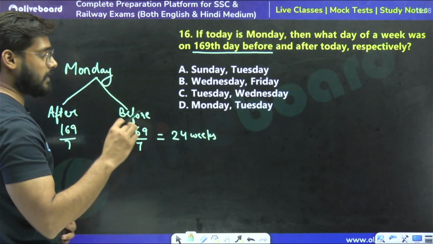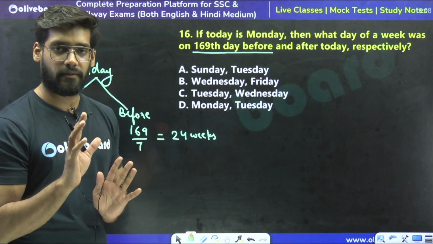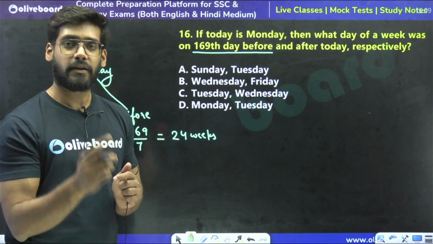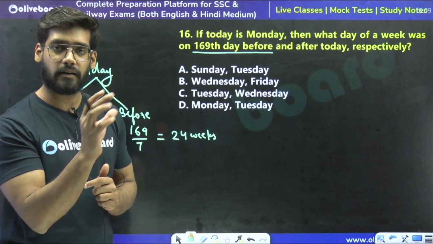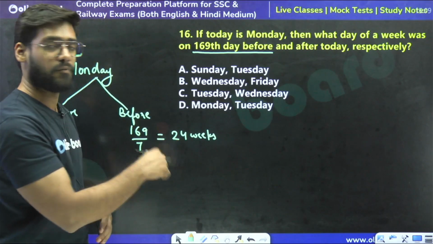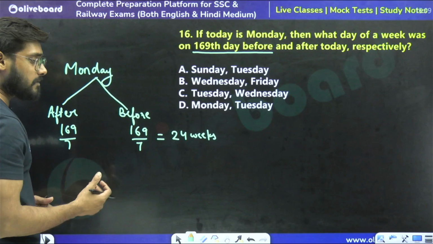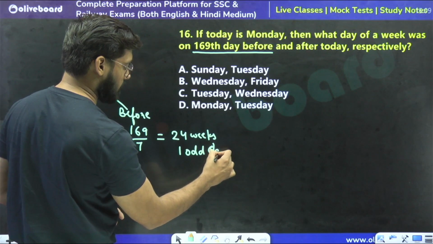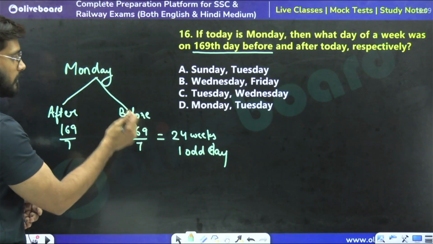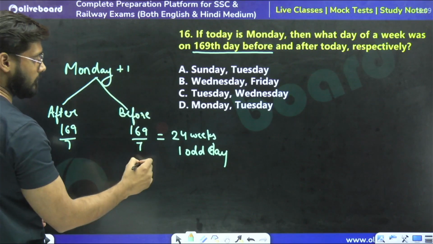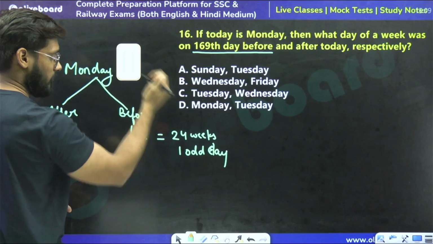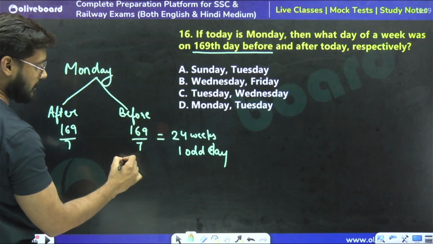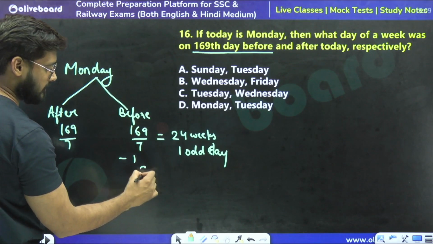So if today is Monday, after 24 weeks it will be Monday again, because Monday repeats itself after 7 days. One group of 7 days makes 1 week. So after 24 weeks Monday will repeat. How much remainder are we left with? We are left with one odd day, or extra day. So we have to add plus 1 to Monday, but sorry, it is before, so we have to do minus 1. Monday minus 1 is Sunday.